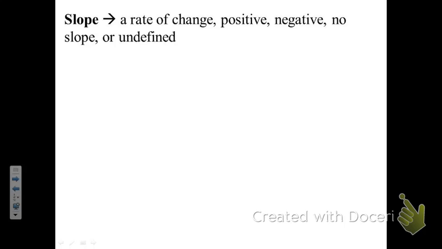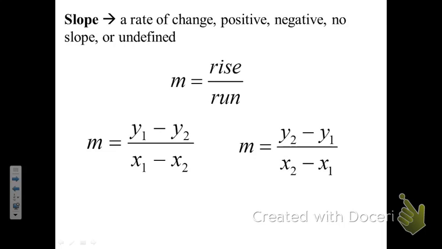Okay, onto our definition of slope. And this is a review. We have talked about slope a lot. Last unit we talked about it as a rate of change. Slope can either be positive, negative, you can have no slope, or it can be undefined. We talk a lot about slope being rise over run. And then we also have these two formulas, y1 minus y2 over x1 minus x2. We can reverse that order and go y2 minus y1 over x2 minus x1.